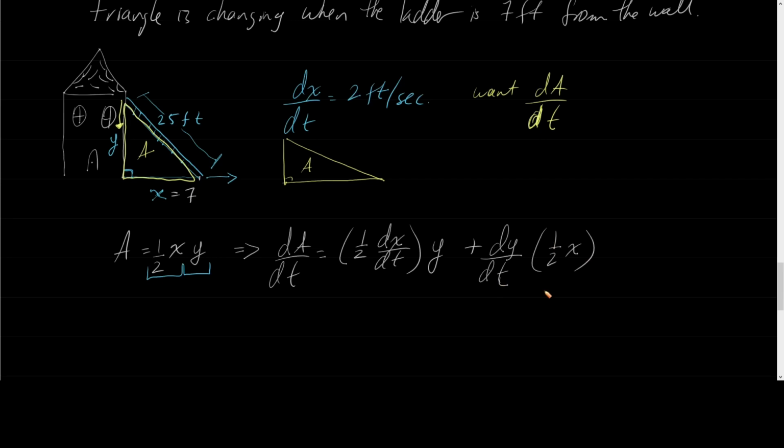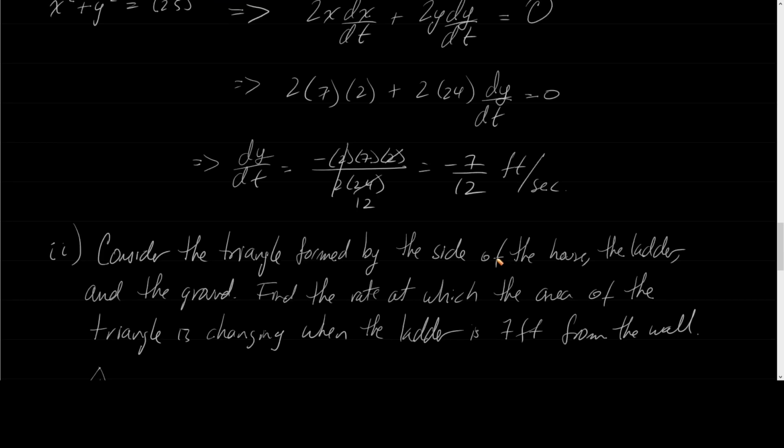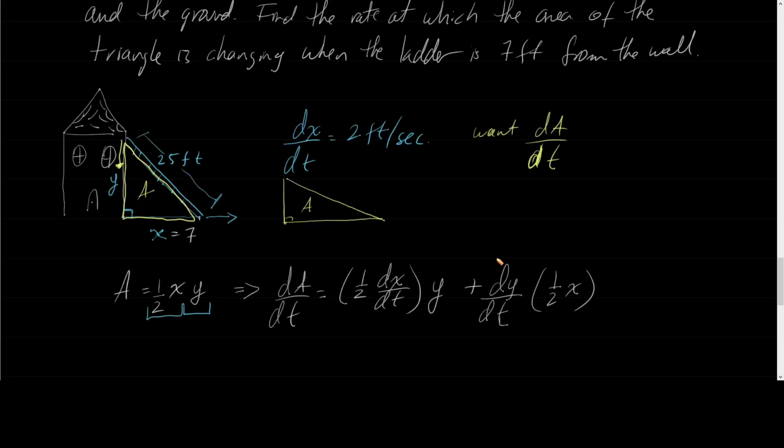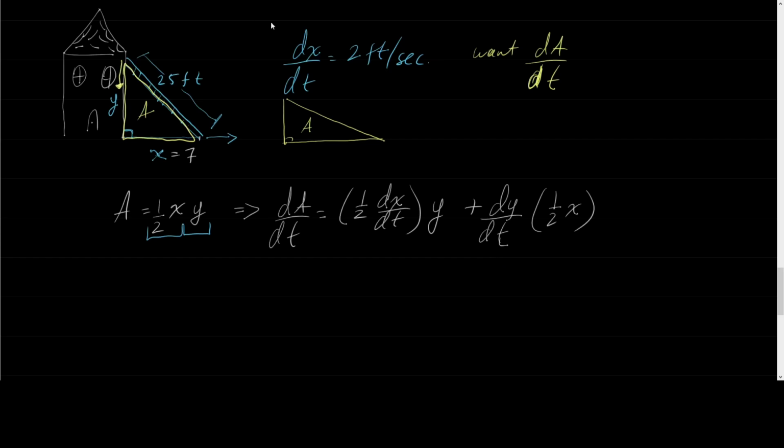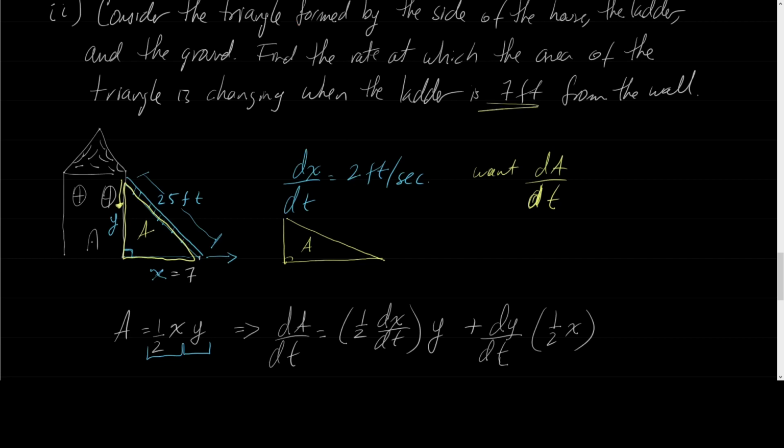All right, now let's see. We've got a bunch of this information already, right? Even this one, dy/dt. If you recall from the last problem, that's exactly what we found. dy/dt was negative 7/12 when x was equal to 7, which is good because that's exactly what we've got again. So we already have from the previous part that dy/dt was negative 7/12.